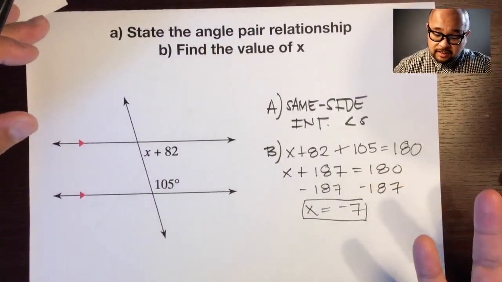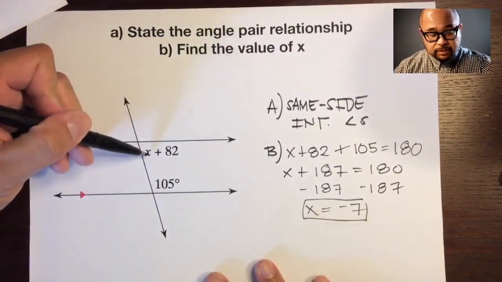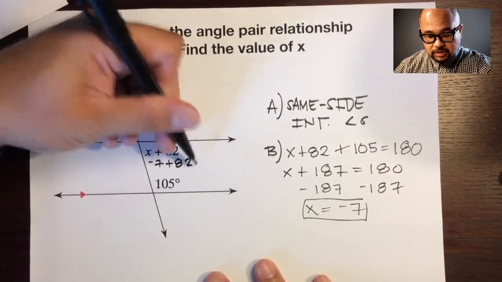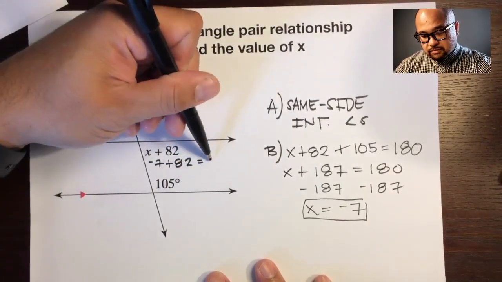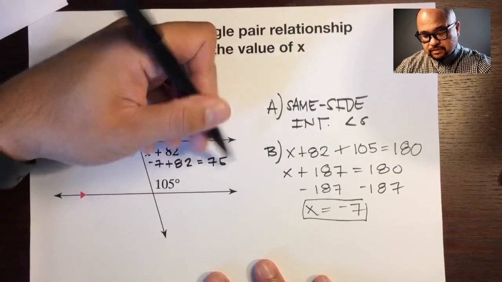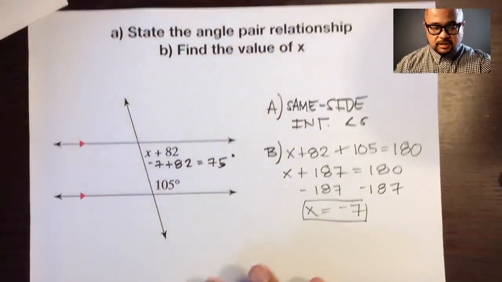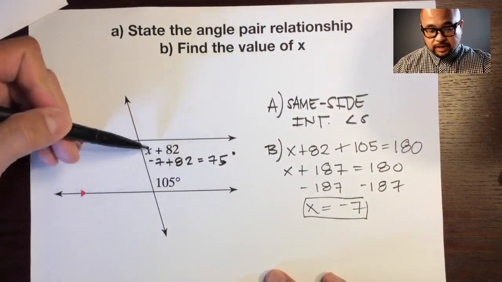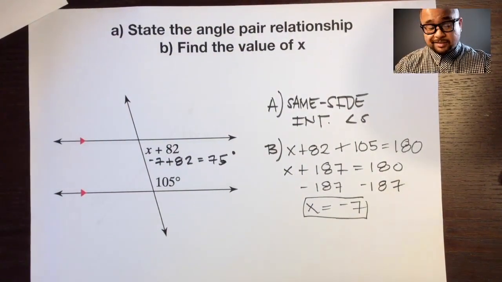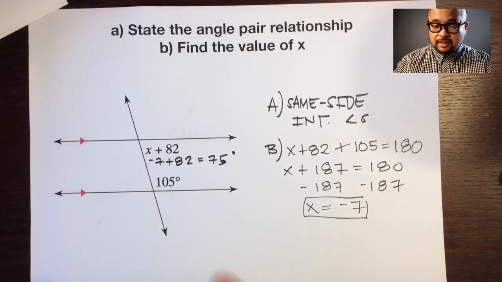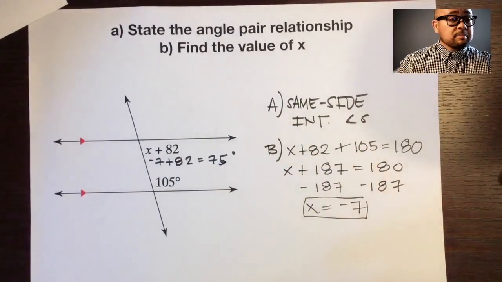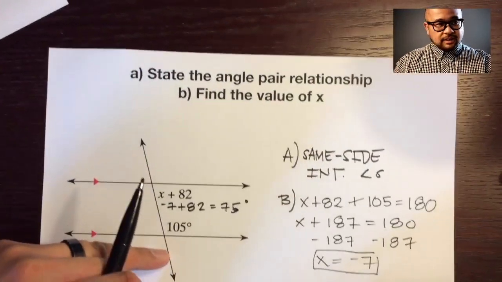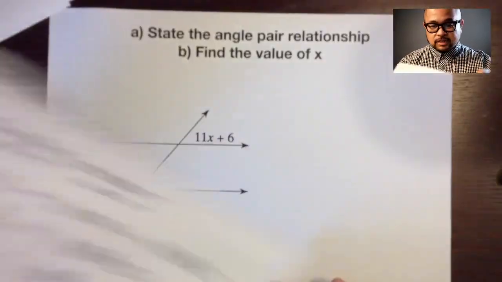How do we check that? Let's plug it in. If we plugged in -7 plus 82, that would be 75 degrees. And so 75 plus 105 would make these two angles supplementary. So -7 is our answer. Same side supplementary. All right, and the last one.